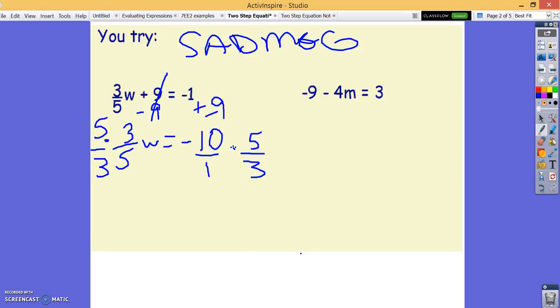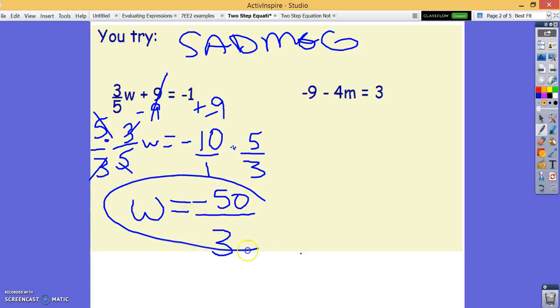So on the left-hand side, everything here cross reduces. So you're left with just W equals. And then we can't cross reduce anything here, so we're going to say negative 50 over 3. And that's it. We want to leave things improper because when we go back to check our work, we want to just have an improper fraction to operate with anyways.